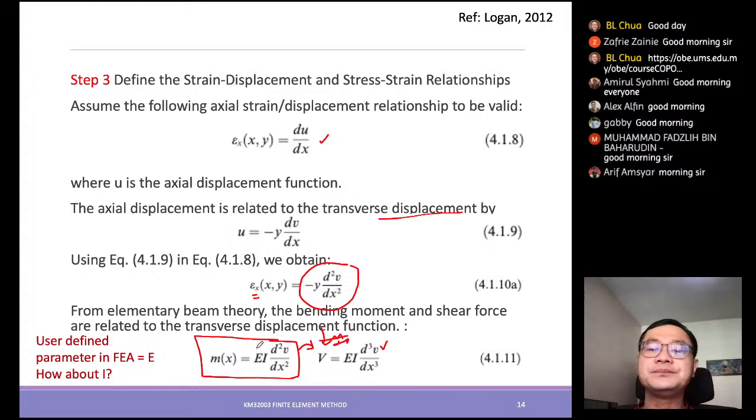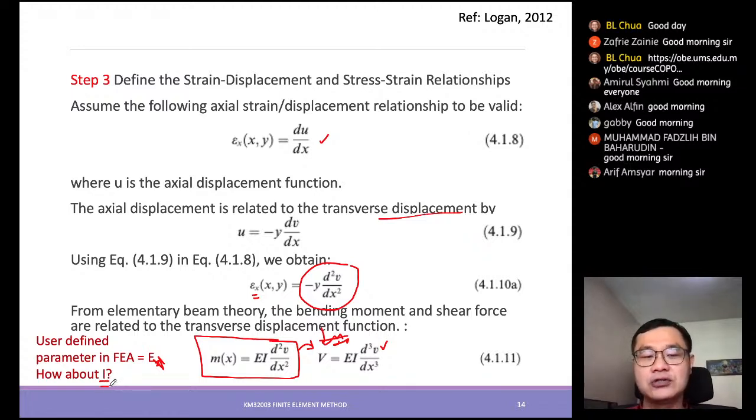So in the finite element analysis software itself, you define the parameters for the material. Usually you just define the Young's modulus, but in this beam element, whenever you select the beam element, they will not ask you for the moment of inertia, the I. So how would the software get the I?